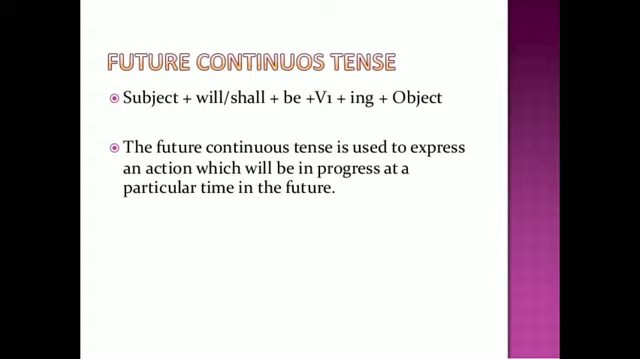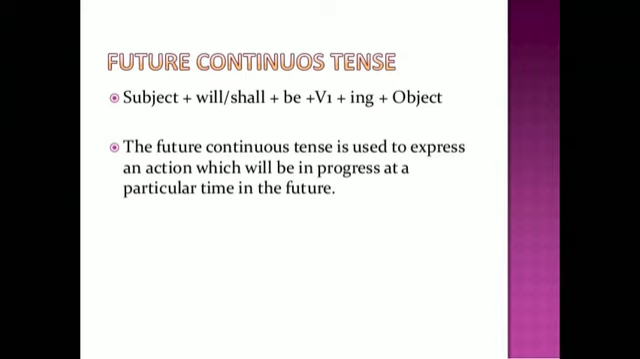Now we will discuss the future continuous tense. So students, this tense is used to express an action that will be continuing at some point in the future. Likewise, I shall be leaving for Bombay at that time. So how do we frame a sentence in it? Subject plus will/shall plus be plus first form of verb plus ing, then object.